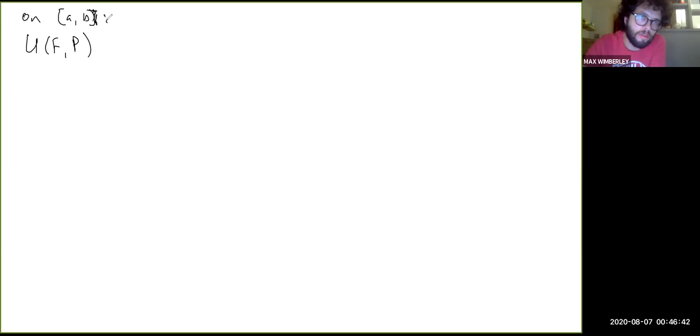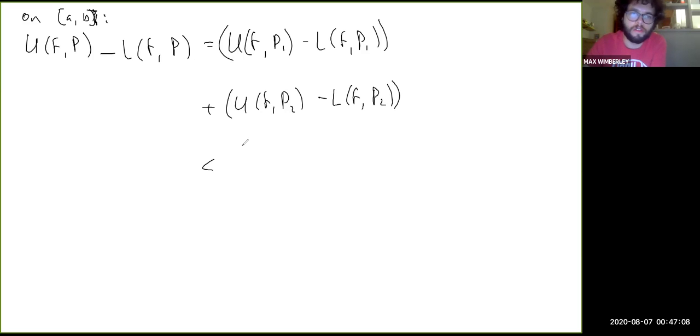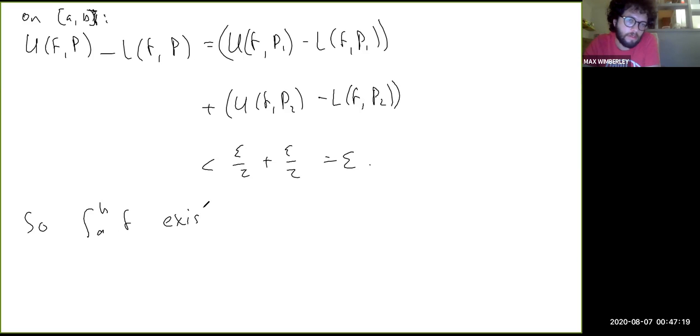So from that, we can say that the upper sum of f for P, on the whole interval [a, b], minus the lower sum of f for P, equals the upper sum f P1 minus the lower sum f P1 plus the upper sum f P2 minus the lower sum f P2, which is less than epsilon over 2 plus epsilon over 2, which is epsilon. So the integral from a to b of f exists.